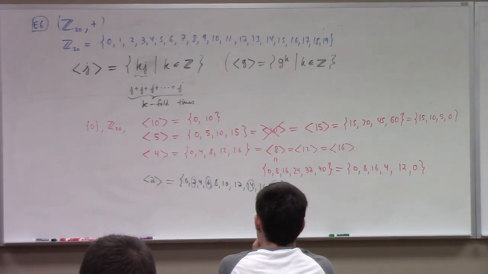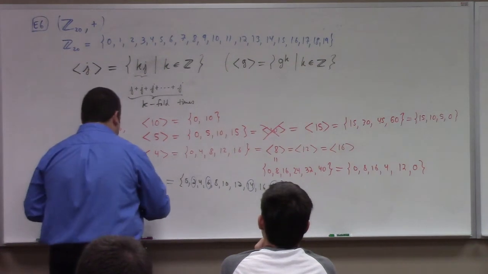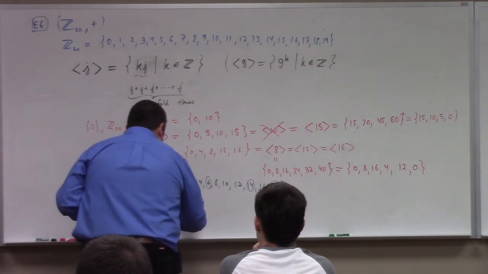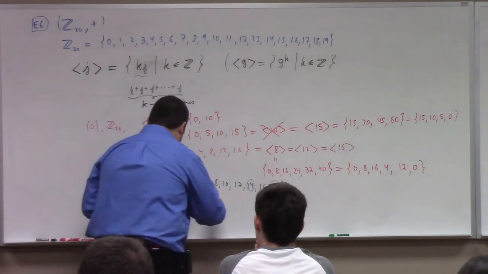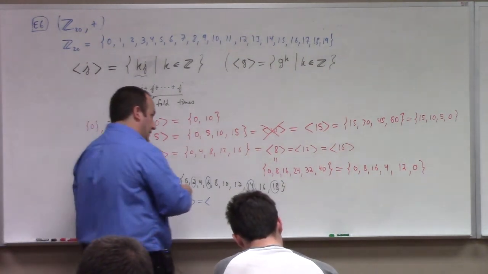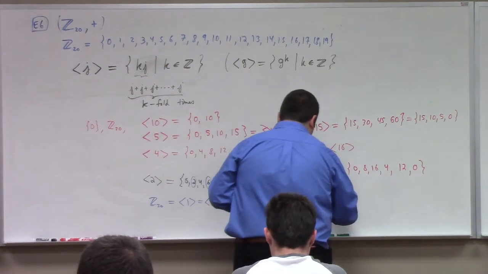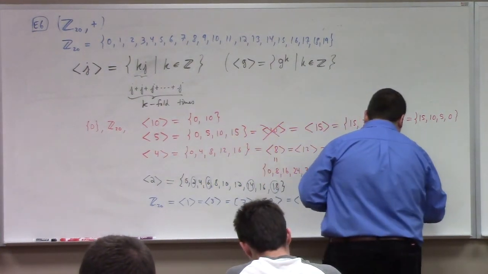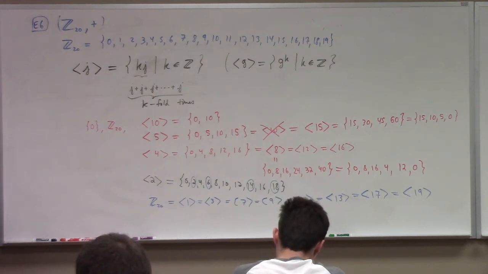Are there any other subgroups? You're getting back to Z20 itself. So Z20, that's generated by 1. What else is it generated by? Yeah, that is the truth. Any number relatively prime to 20 will generate Z20. So 1, 3, 7, 9, 11, 13, 17, and 19. Those are all generators of Z20. Let's draw the lattice of subgroups and then we'll call it a day.